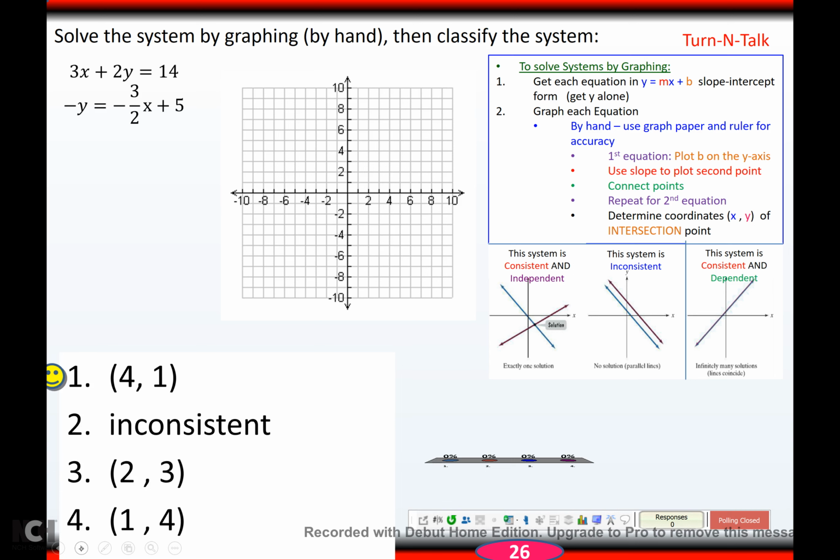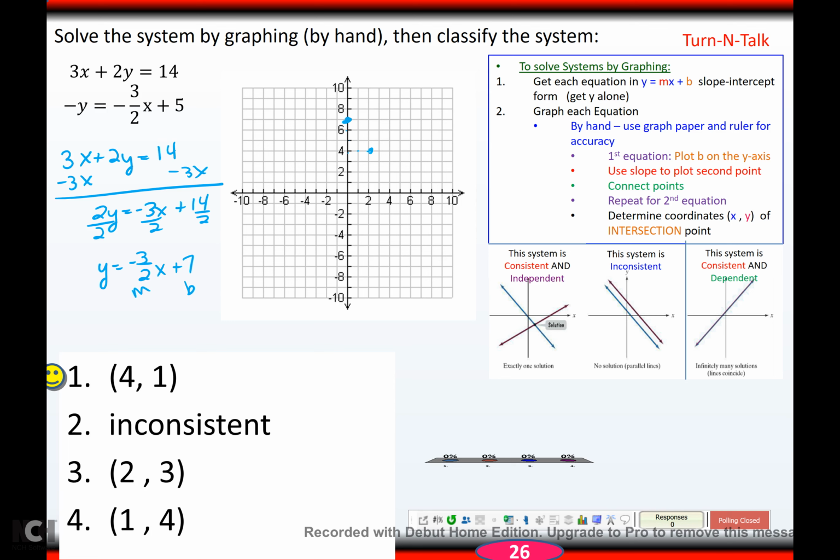And the answer is 4, 1. So on the top one, 3x plus 2y equals 14. If I get y alone, I'm going to minus 3x. I get 2y equals negative 3x plus 14. Divide by 2. I get y equals negative 3/2 x plus 7. So I'm going to go to my beautiful babe. I'm going to intercept on the y-axis. Monkey says go down 3 over 2 and connect.